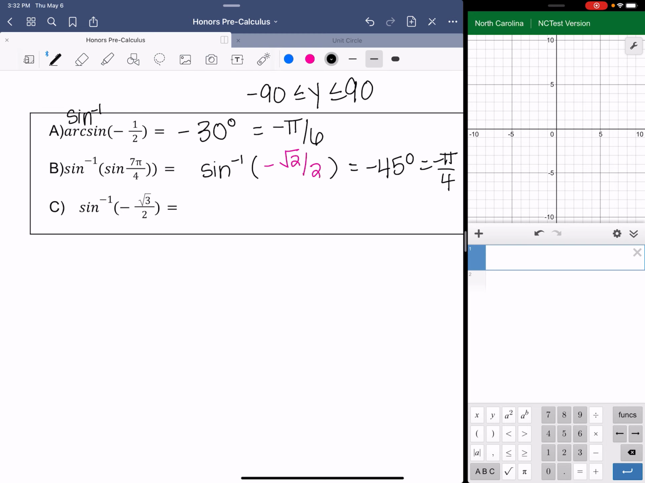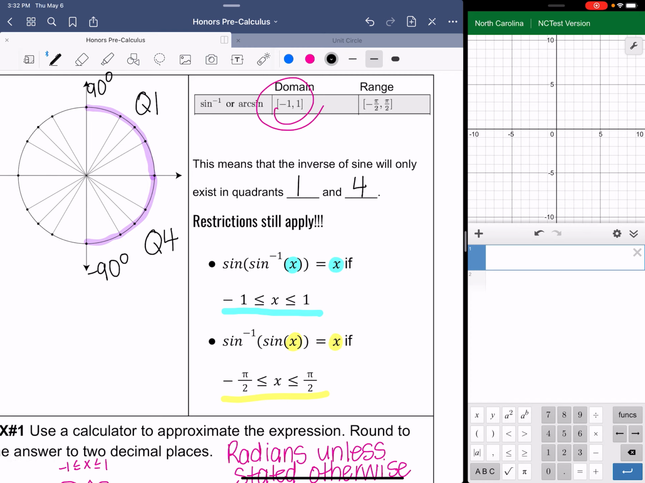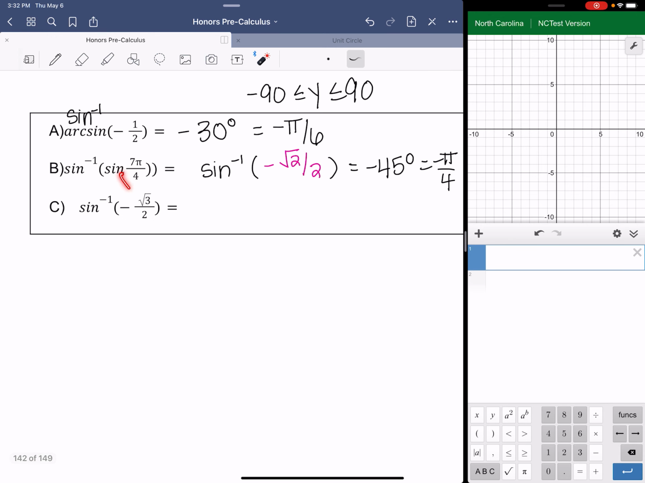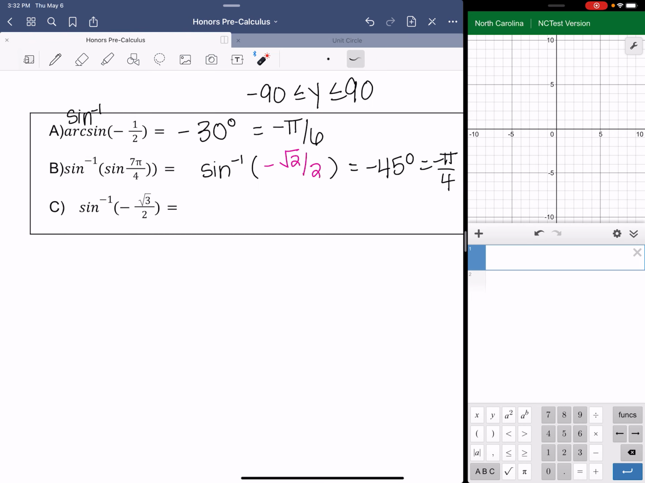So I will reference you back to this rule right here. In this rule, we said that if I'm doing the inverse, it has to fall between negative pi over 2 to pi over 2, which is why this answer didn't come out to be that number right there. So it comes out to be the value that is between negative 90 and 90. So 7 pi over 4 is the same thing right here as negative pi over 4. That's the reason that rule doesn't apply if it's not in the correct restriction.